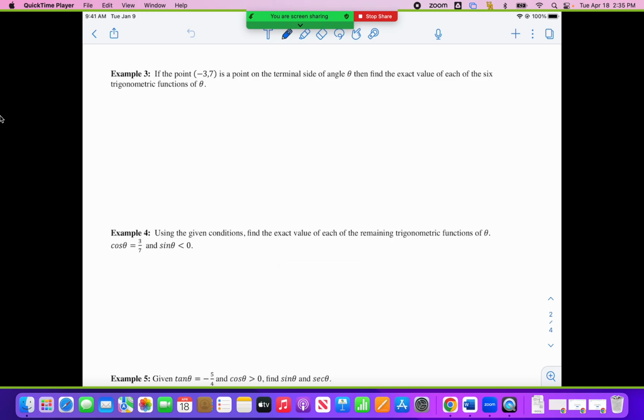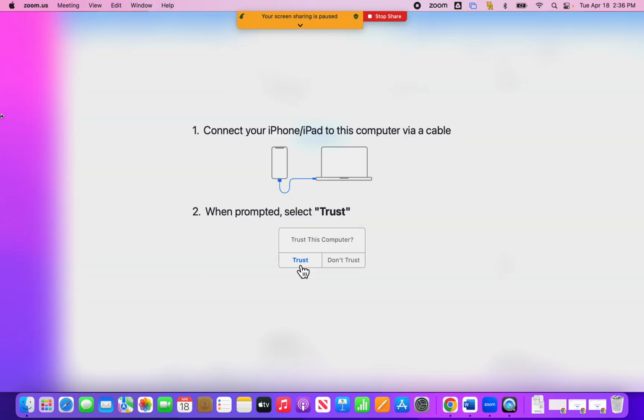Negative 3, 7 is a point on the terminal side of an angle, theta. Find the exact value of each of the 6 trig functions.